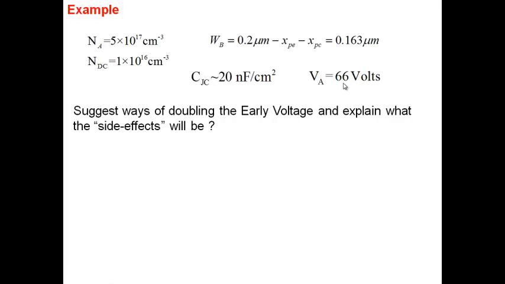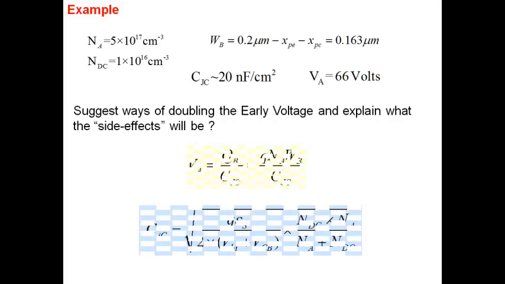Now, what I want you to do is the following. Again, as usual, take out a sheet. Suggest ways of doubling the early voltage. How would you double the early voltage? 66 is, let's say, on the lower side. Instead of 66, I want 130 volts. I want to double it. And what will be the side effect, or what will be the trade-off? We want to do this quickly.